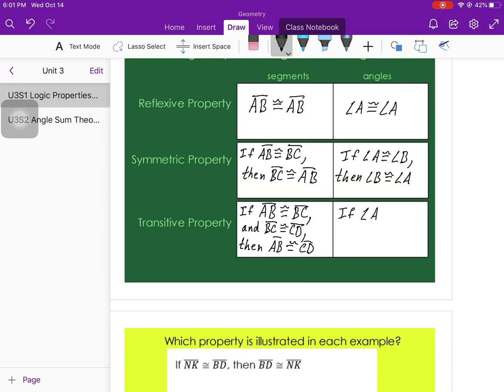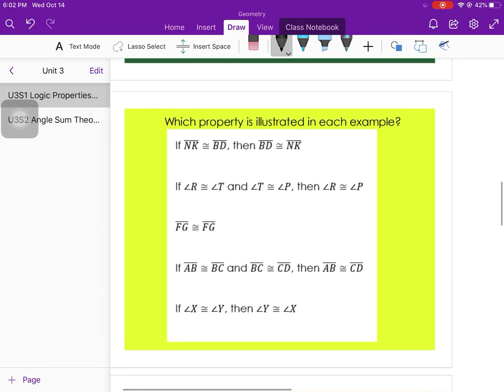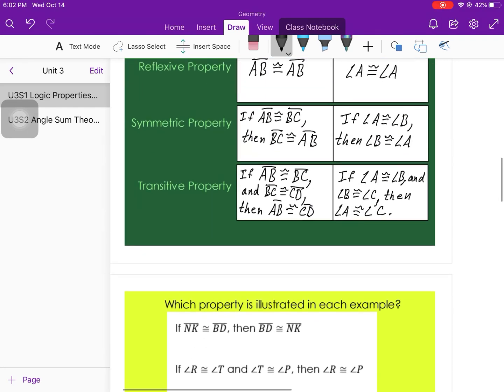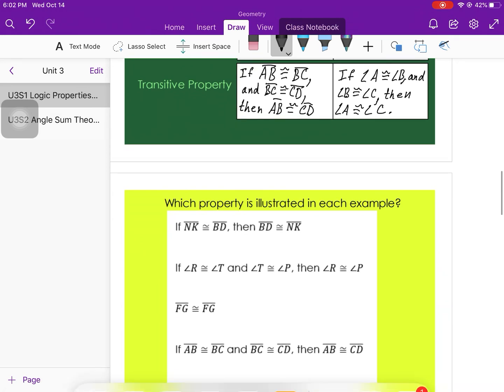So same thing with angles. If angle A is congruent to angle B, and angle B is congruent to angle C, then angle A is congruent to angle C. So we use B to find that relationship between A and C. So let's do a little practice here. Which property is illustrated in each example? So the first one, if NK is congruent to BD, then BD is congruent to NK. So we switch the order of them, and there's only two of them, so we conclude that it's got to be the symmetric property.